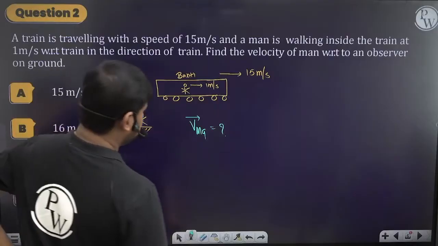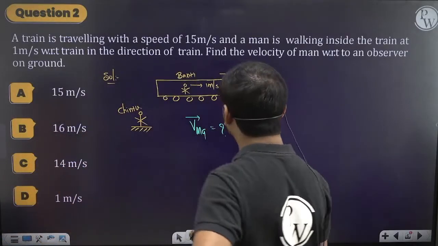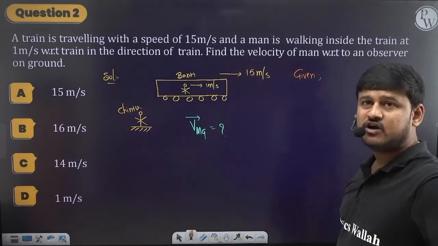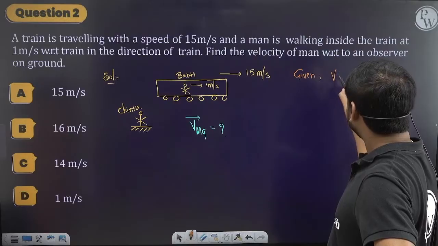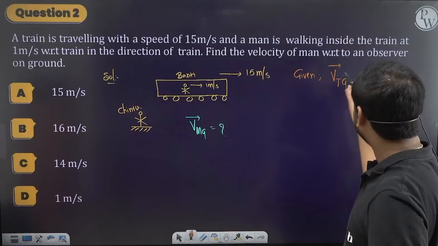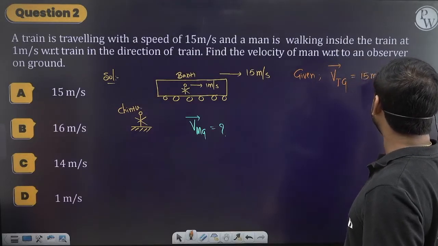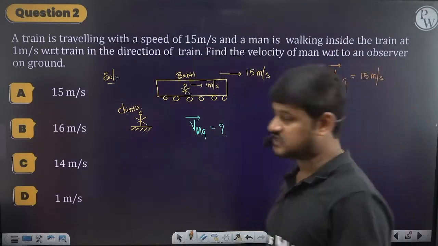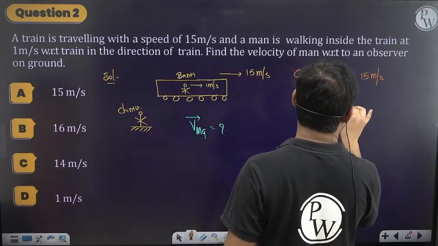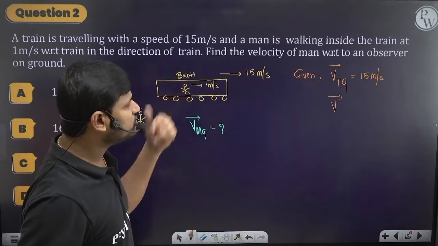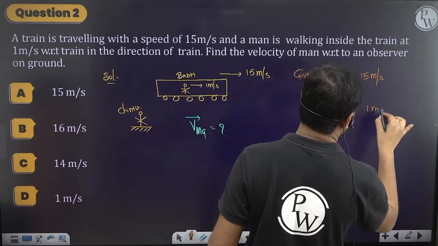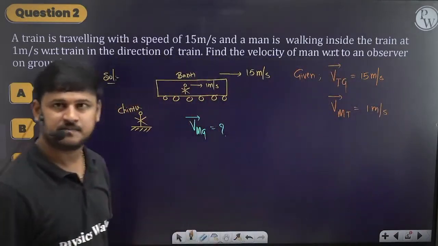So the first thing is, what is the given information? Tell me. The train is moving at a speed of 15 meter per second, which is nothing but the velocity of the train with respect to ground. Let's consider right side direction as positive. That's why it's 15 meter per second. And then the velocity of the man with respect to train is also given. It is 1 meter per second because he is moving in the same direction. Yes or no?